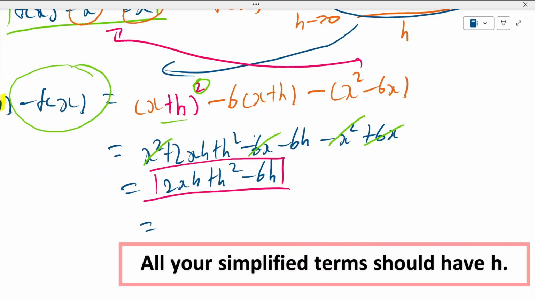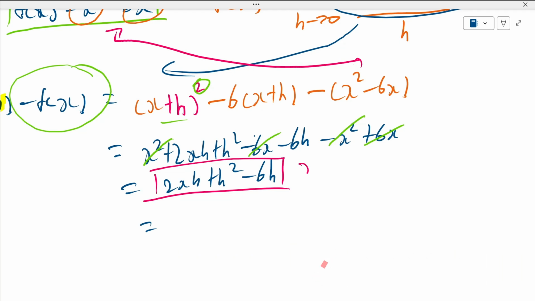Now, one last thing it's really important to do is to actually take out the common factor. So we know we have a common factor of h in this scenario because we've canceled out those x terms here that do not have an h. So we can actually factorize h out. So we can just go h multiplied by 2x plus h, because we still have an h squared here, minus 6. So this is the final thing. You should end up with something like that.